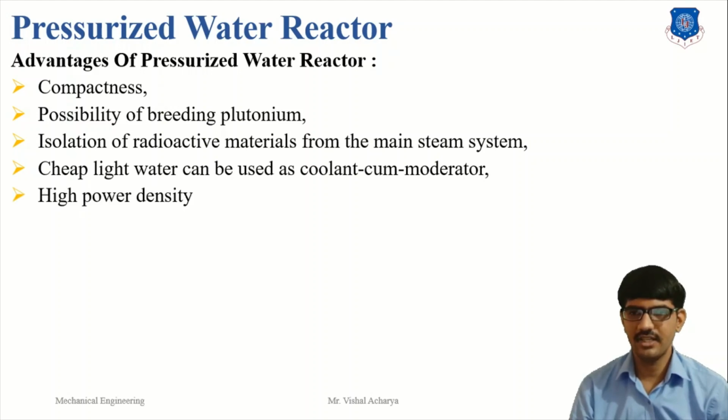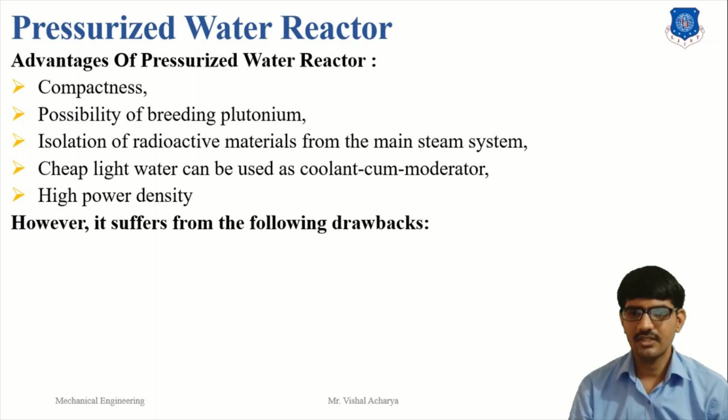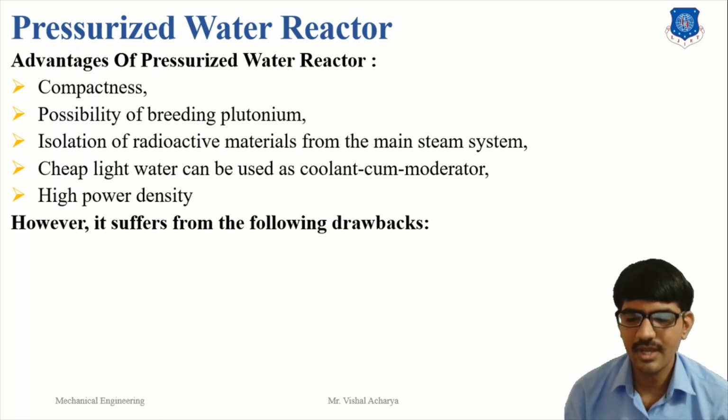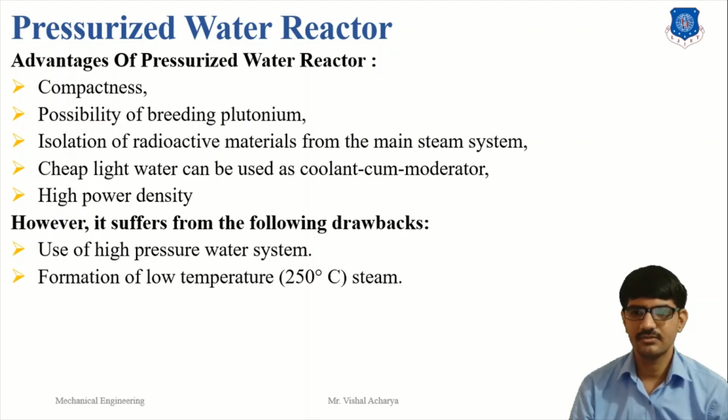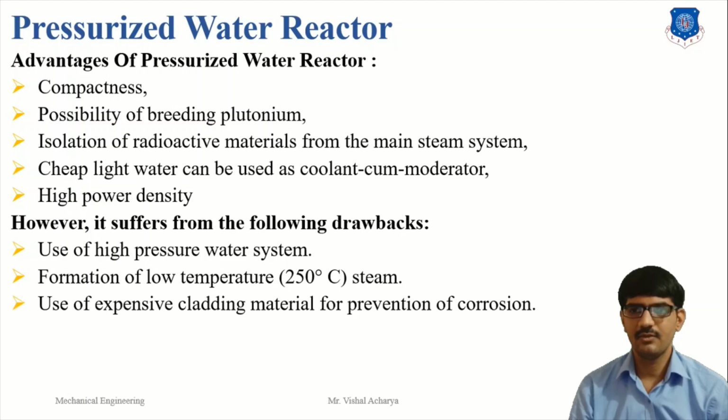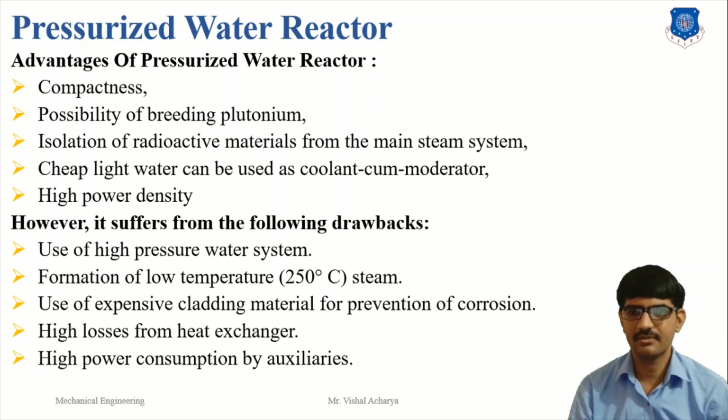It also has high power density. However, it suffers from the following drawbacks. First is the use of a high pressure water system. Here there is formation of low pressure steam. Expensive cladding material is used for prevention of corrosion, and there are high losses from the heat exchanger. The total pressure is about 140 bar for the primary circuit for steam generation. There is also high power consumption by auxiliaries.